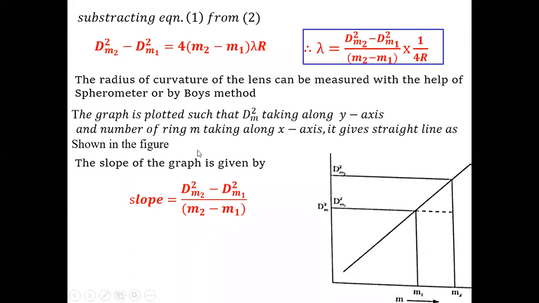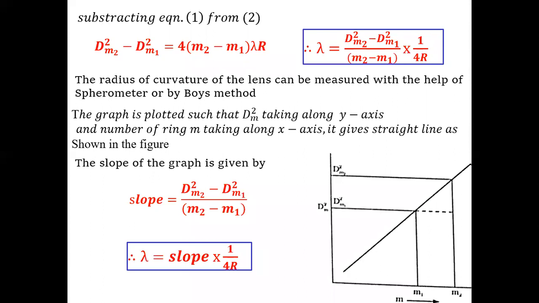Then you have to substitute this slope in the above equation. Lambda is equal to Dm2 squared minus Dm1 squared divided by m2 minus m1, into 1 by 4R. Therefore, lambda equals slope into 1 by 4R. We already know R is the radius of curvature of the given plano-convex lens, and the slope is calculated from the graph. Once you know the slope of this graph, you can easily find the wavelength of the given monochromatic light. Okay, this is Newton's ring experiment to find the wavelength of the given monochromatic source.